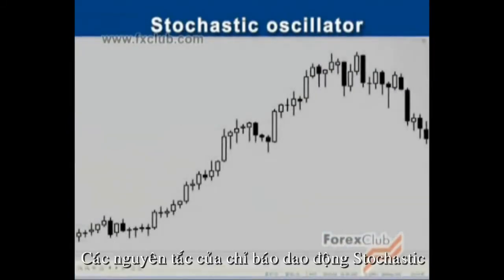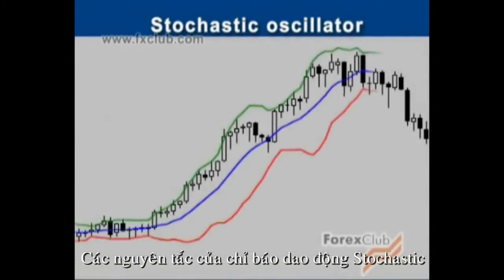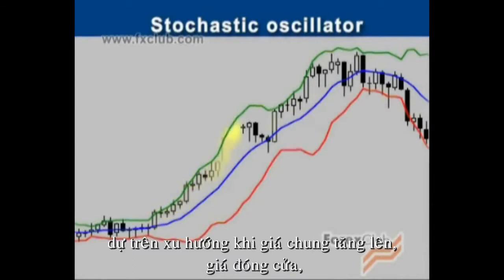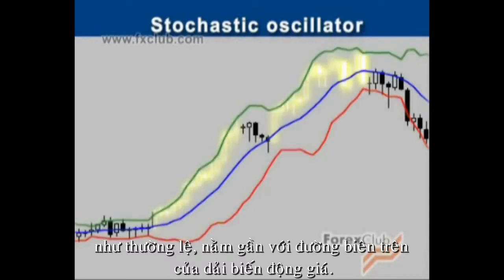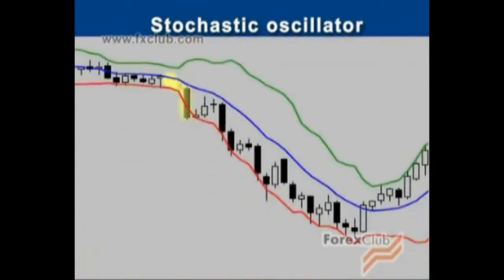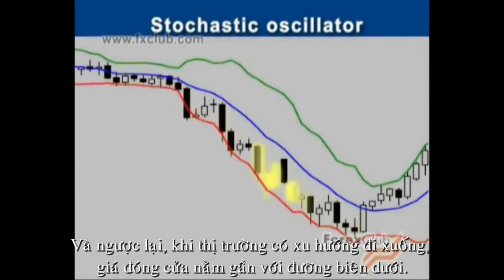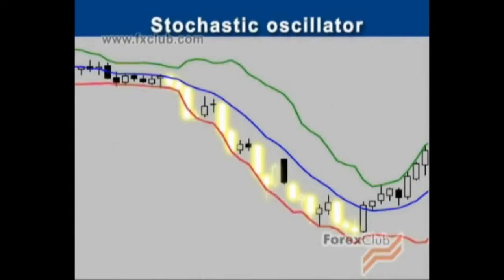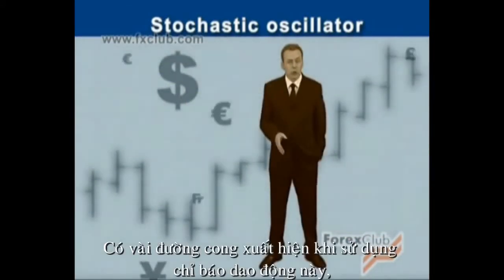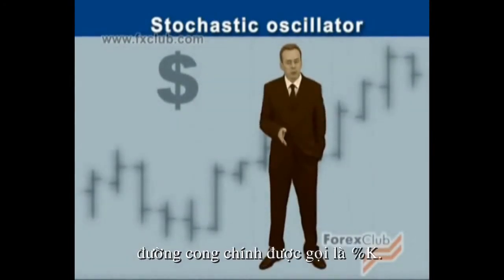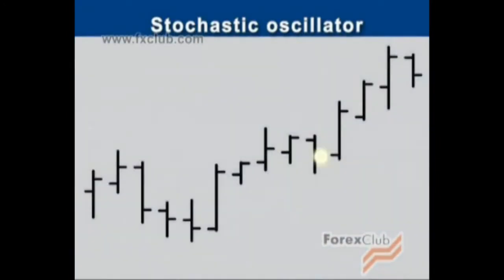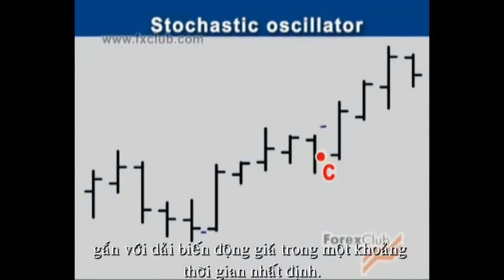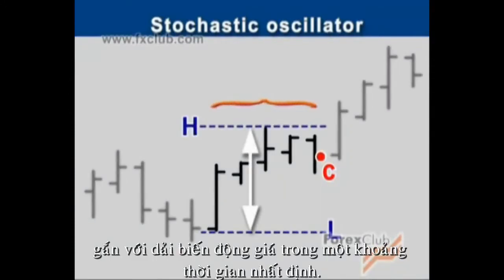The principle of the stochastic oscillator is based on the tendency that, with a general price rise, closing prices as a rule converge to the upper boundary of the price range. And vice versa, when there is a downtrend on the market, they converge to the lower boundary. Several curves are used in this oscillator. The main curve is called percentage K. Stochastic determines the level of the latest closing price relative to a price range for a certain period of time.